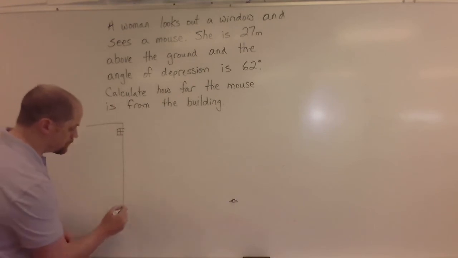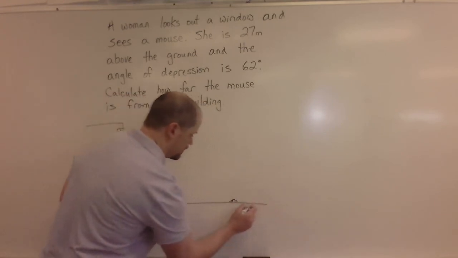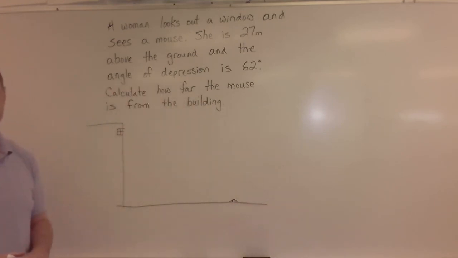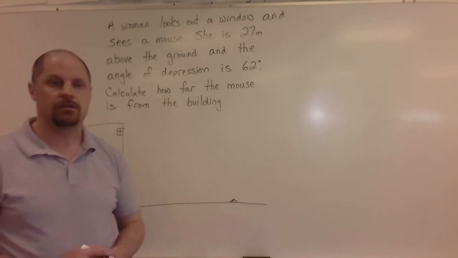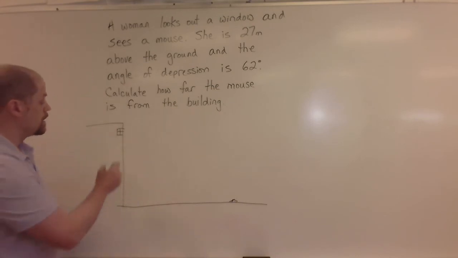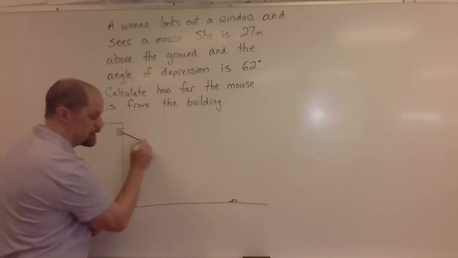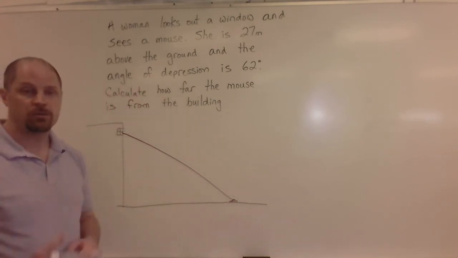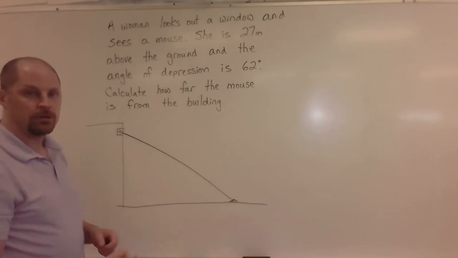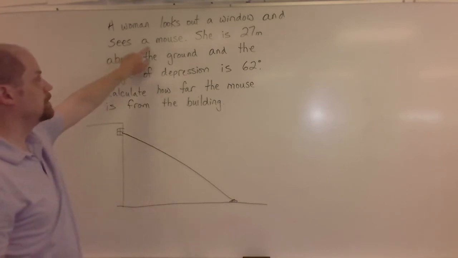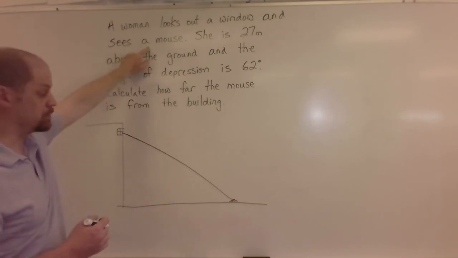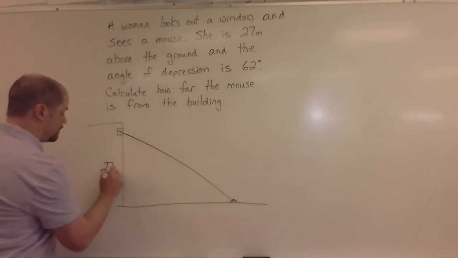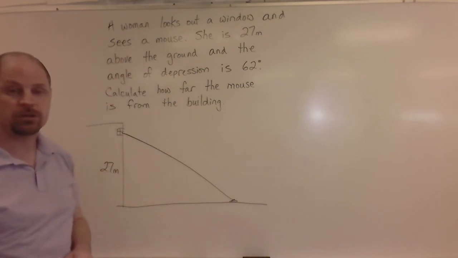out in the field, and I'm going to draw the ground. We're going to assume that it's a 90-degree angle with the ground and the building. So from here, she's looking out, and we form a triangle to the mouse. Now we have to put in the information. Now it tells us 27 meters. She is 27 meters above the ground. So the height of the person.